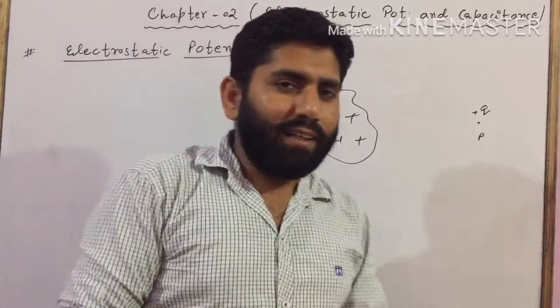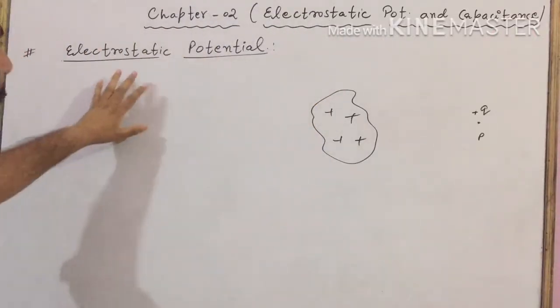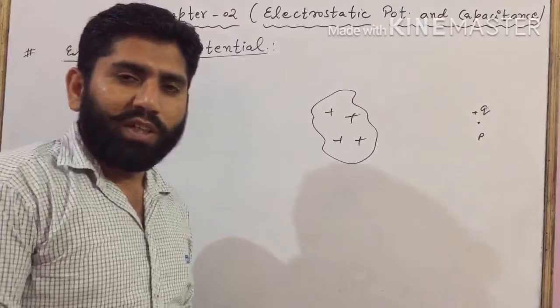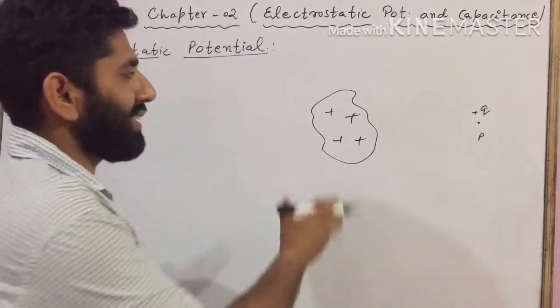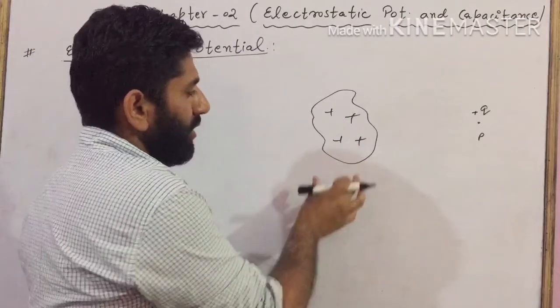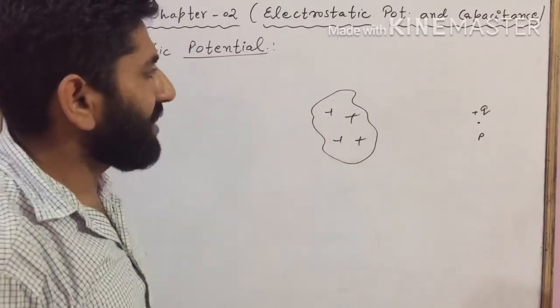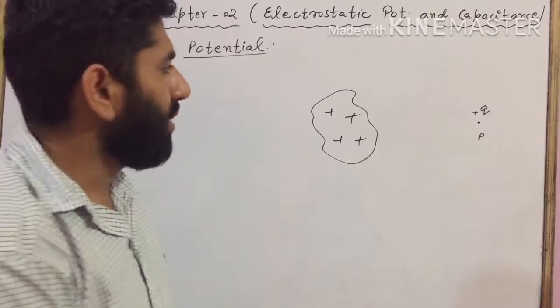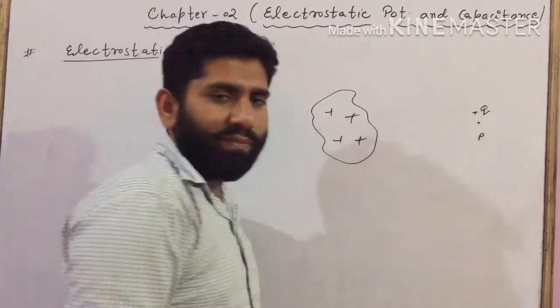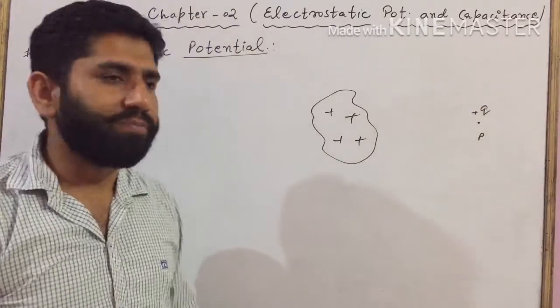So now let us understand the next term in the chapter, that is electrostatic potential. To understand this, again I am going to consider the same configuration of charges. So this is some source of electric field, this is some charge configuration which is producing some electric field around it, and there is a test charge which I have placed at a point P.